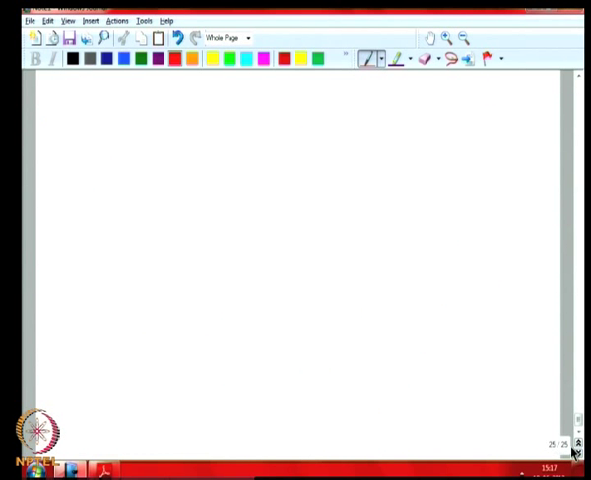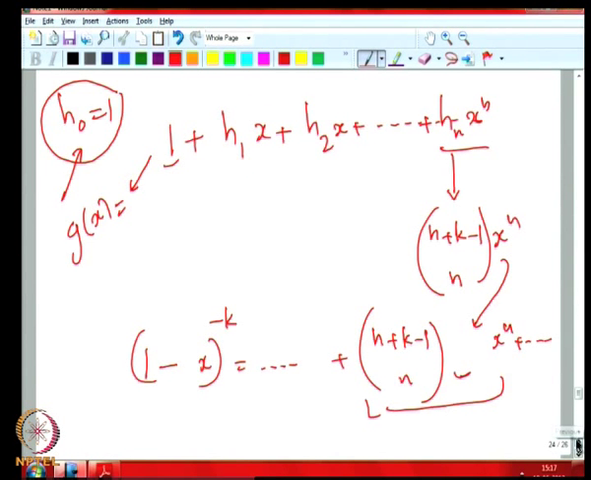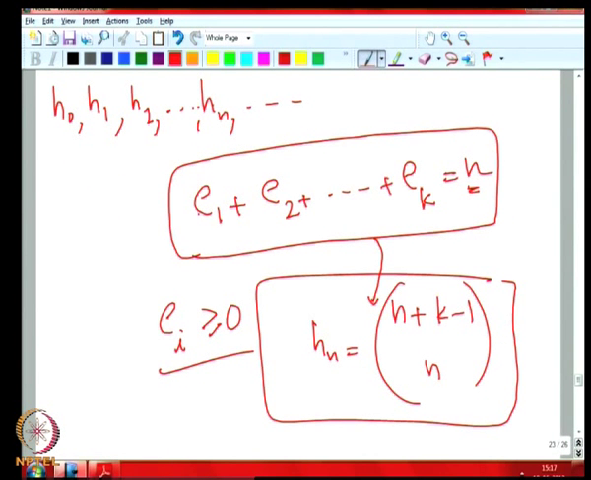So 1 by 1 minus x whole power k is the generating function for the sequence we are looking for. How did we derive it? We knew the answer before: the number of non-negative integer solutions for this equation is n plus k minus 1 choose n. And in the previous discussion we saw a generating function where the coefficient of x raised to n is this. We just had to take r equal to 1. That is how we solved it.